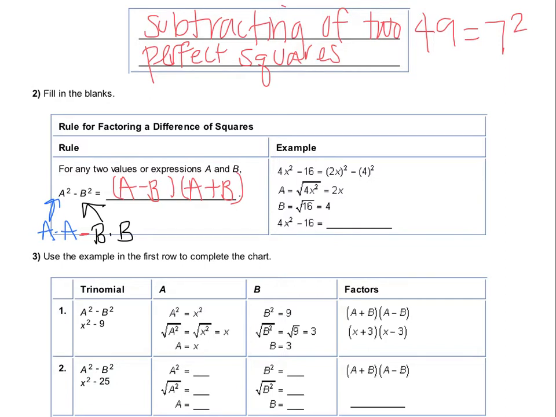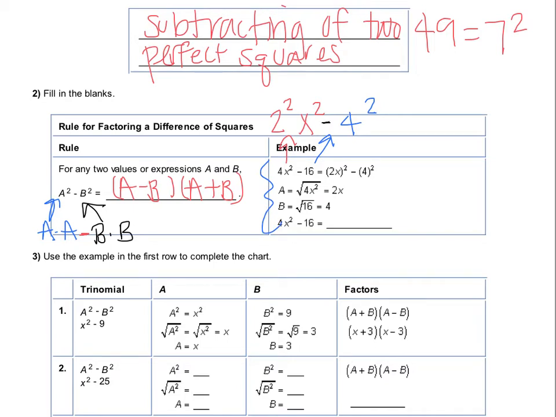They've given you an example over here, and I don't particularly like this example, but it's okay. We have 4x squared. Is that a perfect square? Well, 4 is the same thing as 2 times 2, or 2 squared, and obviously x squared is a perfect square. And 16 is the same thing as 4 squared. They've written all this out down here. And it is a subtraction sign in the middle, which is what it's supposed to be.